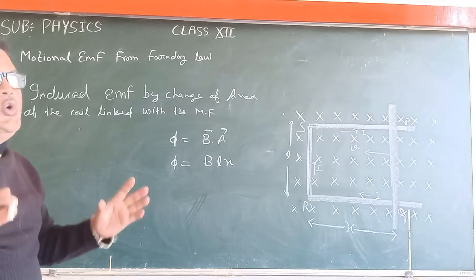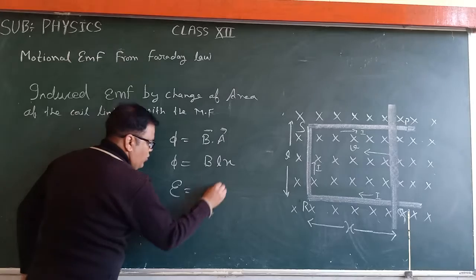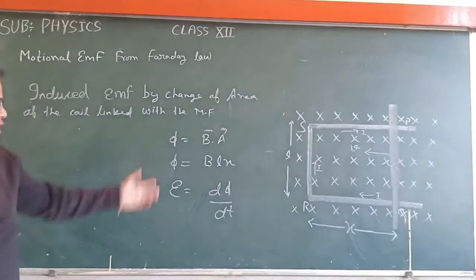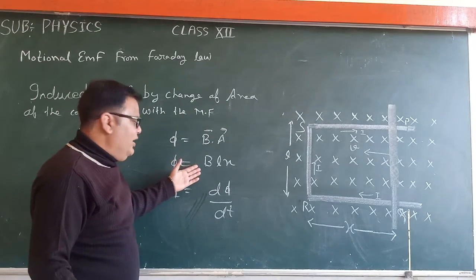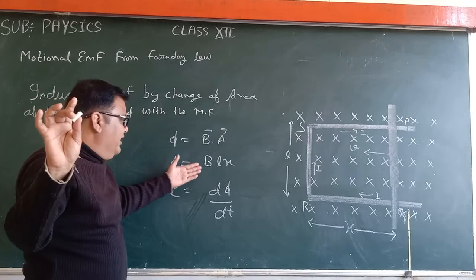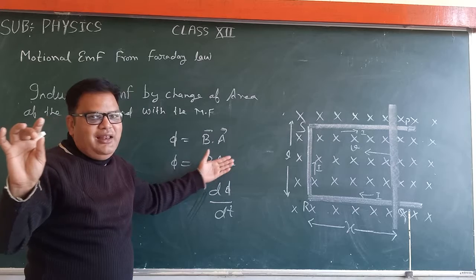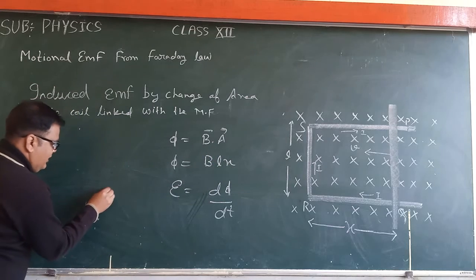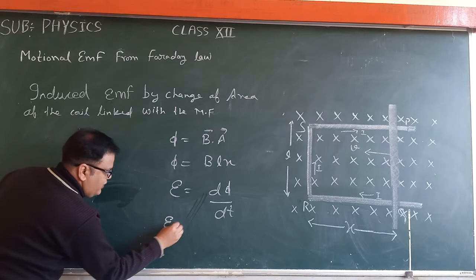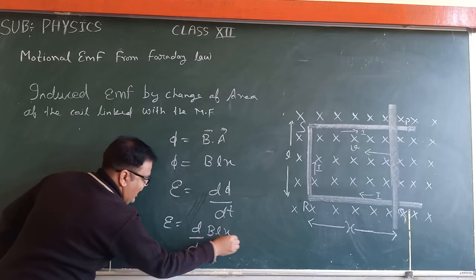Now, what is the induced EMF? We know the induced EMF E equals d phi by dt, and the value of phi is BLx. Just put it here. I am writing here: E equals d upon dt of BLx.